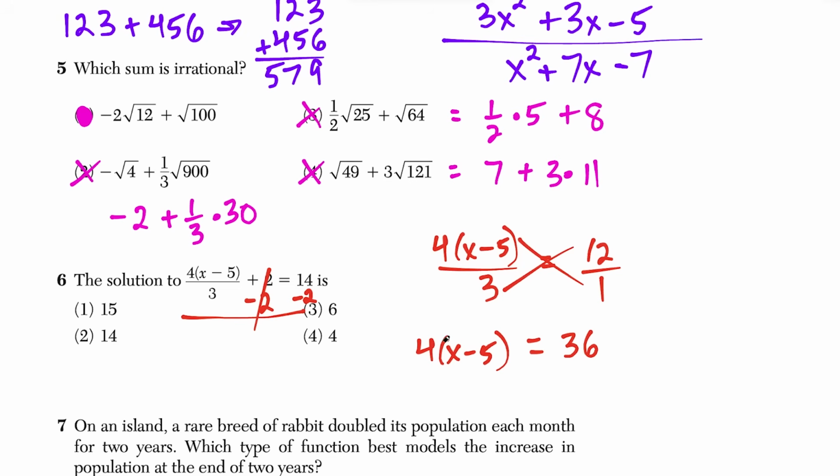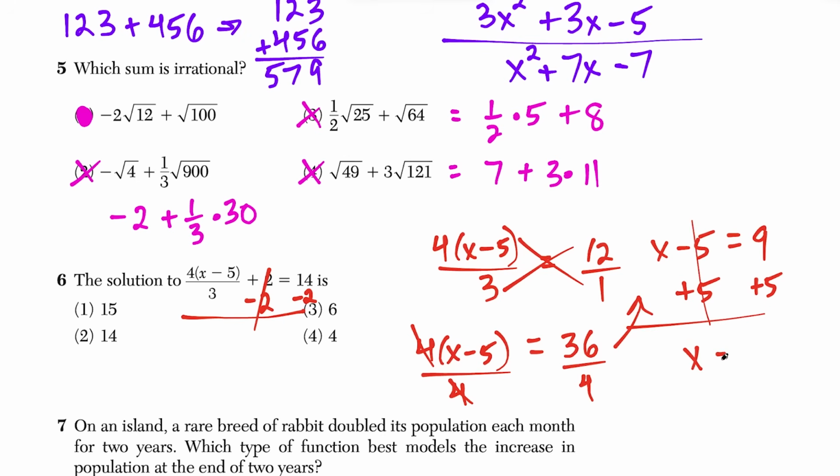And now I can distribute here, but a nicer way to solve this would be to divide both sides by 4. Because this says 4 times (x minus 5), I could get rid of the times 4 by dividing by 4. And now I'll write the result over here. We have x minus 5 is equal to 36 divided by 4, which is 9. And now I just add 5 to both sides. And that's going to give us x equals 14. So our solution here, x is equal to 14. Choice 2 is our answer.